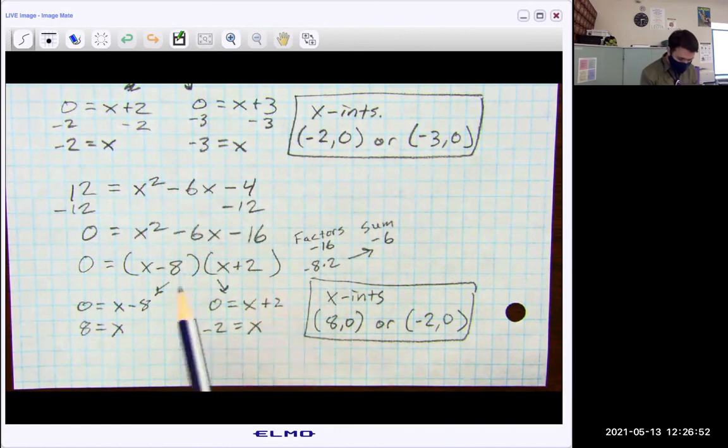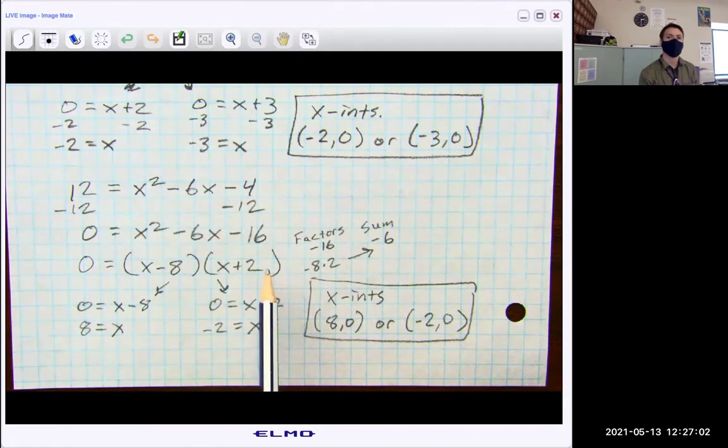The minus has to be with the 8. You could switch them around in here. You could write x plus 2 times x minus 8. That'd be okay. But because that b term's -6, your larger number here has to be negative. Yeah, good catch. I hadn't thought about that. Make sure that negative is with the 8. Right. There's one more kind of weird one to think about.